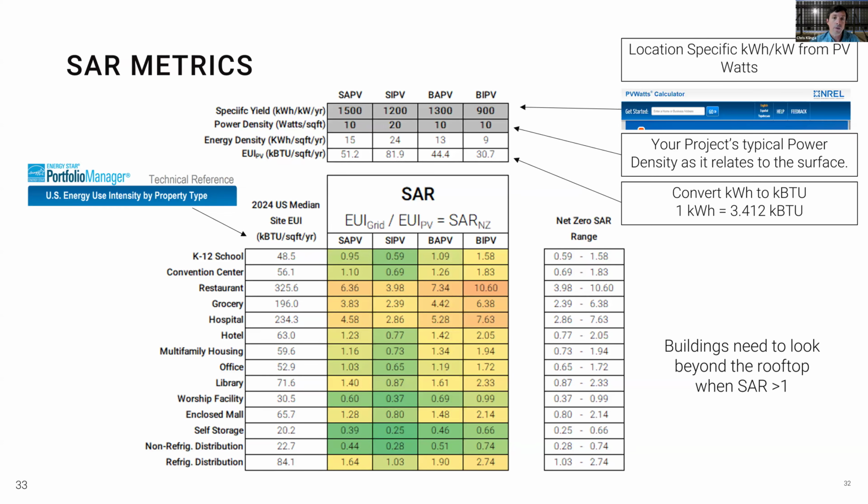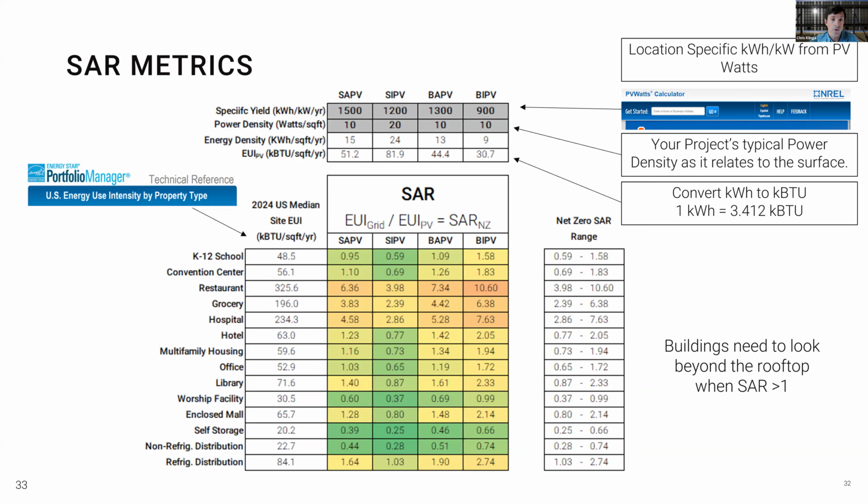At the top, we have inputted the typical specific yield of 4 major steps in the architectural solar continuum. Note these values are location specific, so take these figures with a grain of salt. Our logic is that on the left side, site applied photovoltaics is at 1,500 kilowatt hours per kilowatt per year. And that's on the high end, and it should be achievable in a typical SAPV application within the US. SIPV is typically lower slope and sometimes suboptimally oriented.